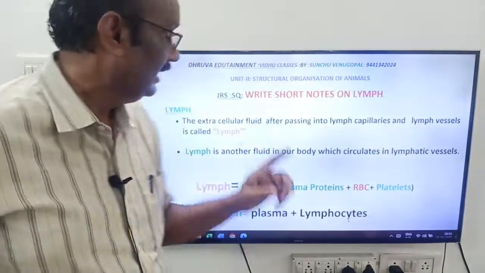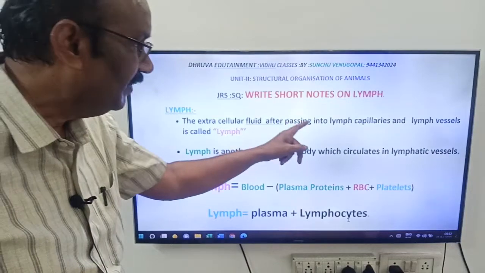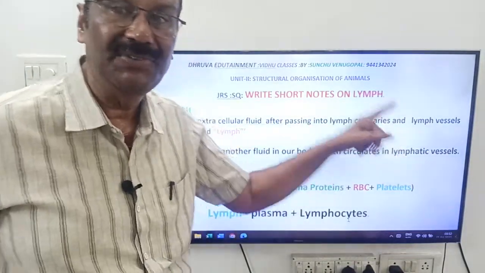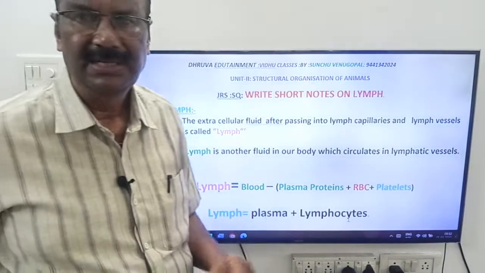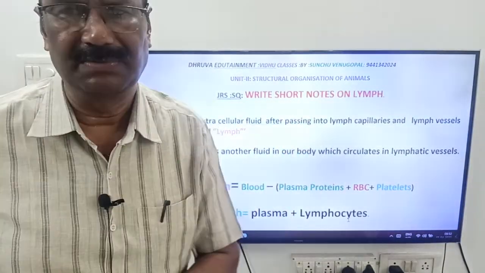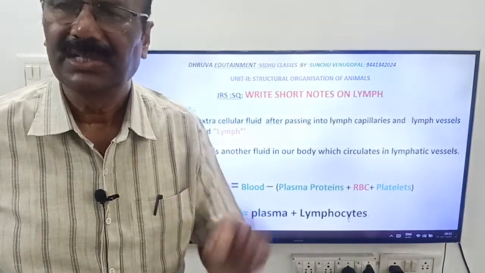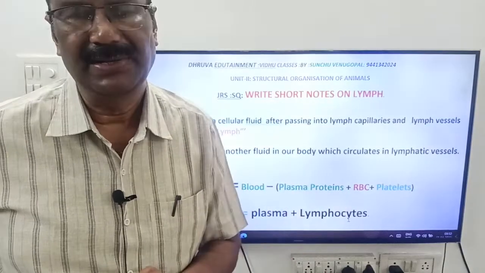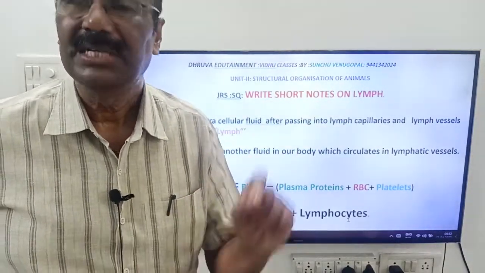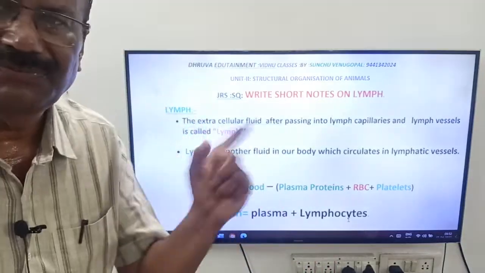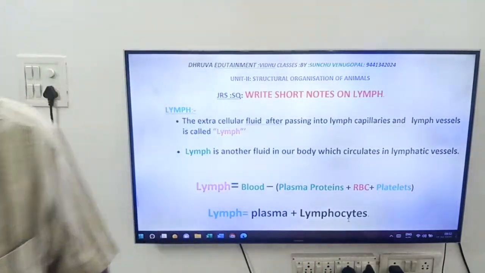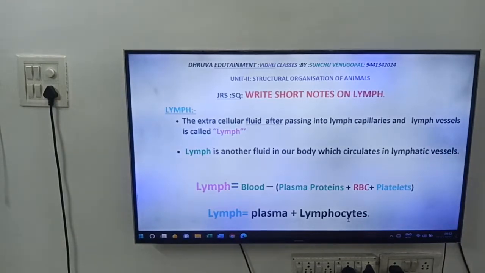So what is lymph, friends? The extracellular fluid after passing into lymph capillaries and lymph vessels is called lymph. See, friends, lymph flows in the lymphatic system. Blood flows in the blood vascular system. Blood vascular system has what, friends? Arteries, veins, capillaries. Likewise, the lymphatic system has lymph capillaries, lymph vessels, and lymph ducts. Okay, friends. Now, what is lymph? Lymph is the extracellular fluid after passing into lymph capillaries and lymph vessels.